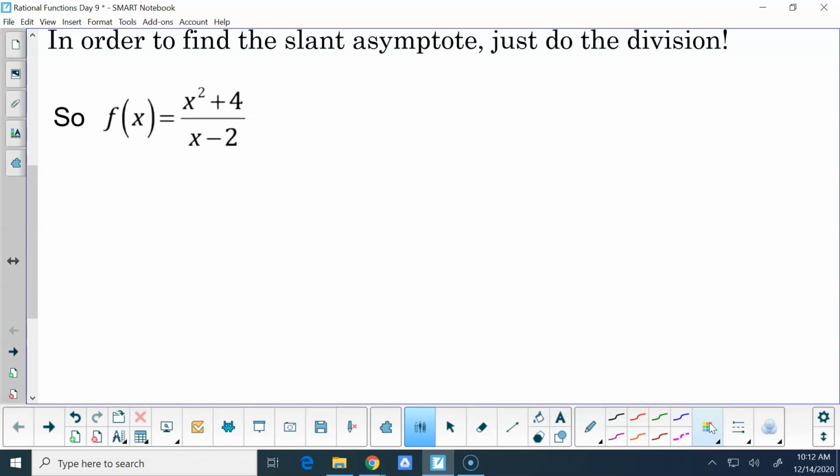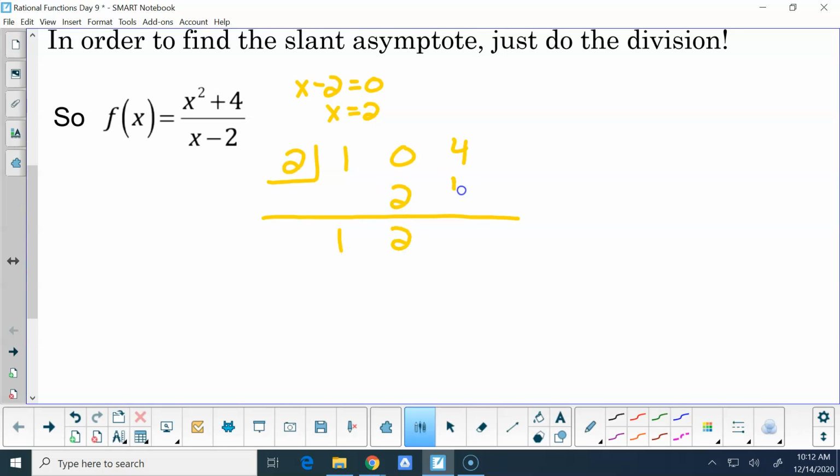So if we wanted to, we could say, all right, well, x minus 2 is equal to 0, so then x would have to be equal to 2. And the numerator on the top has coefficients of 1, 0, and 4. Drop it like it's hot. Multiply, add, multiply, and add.